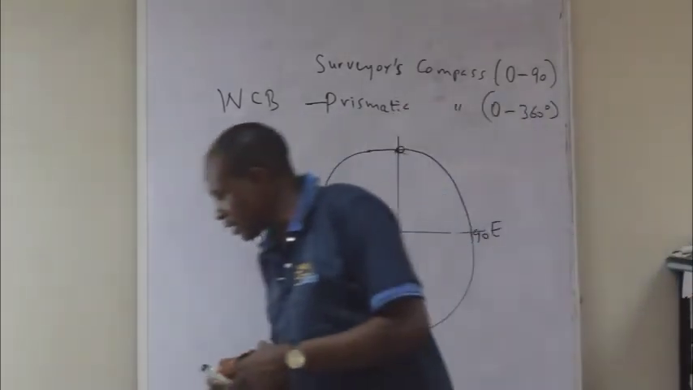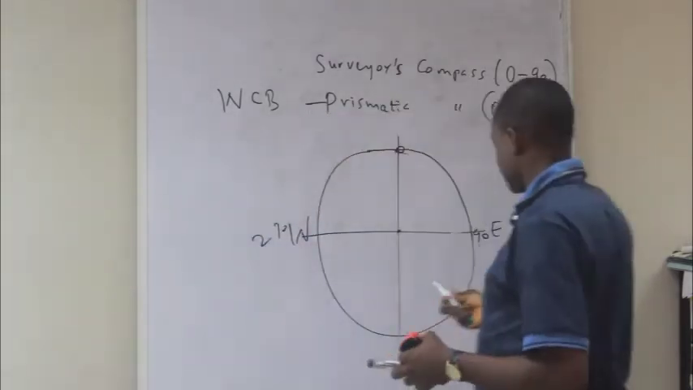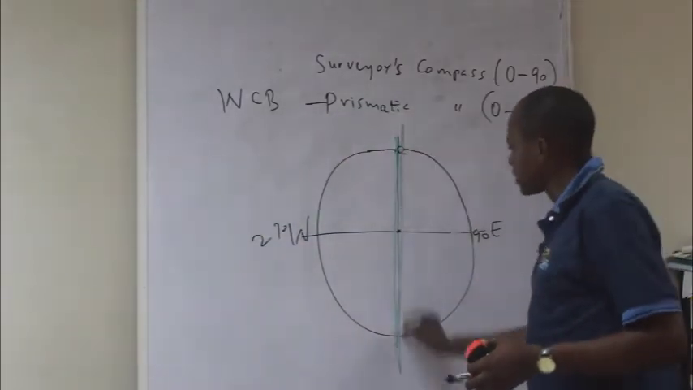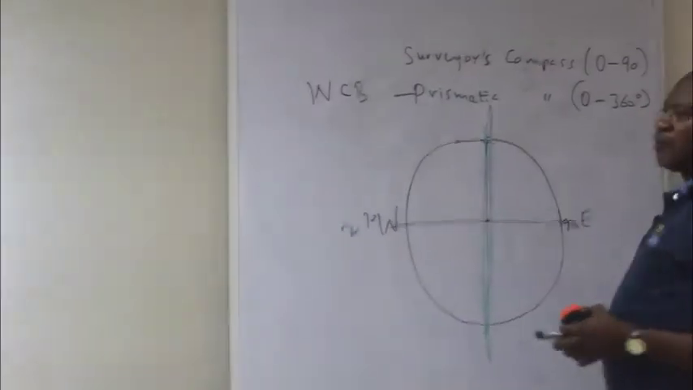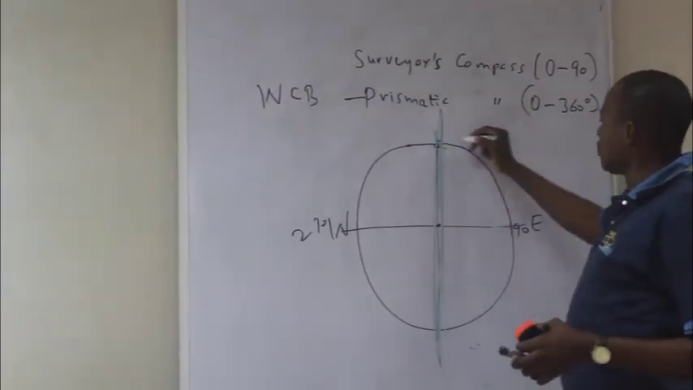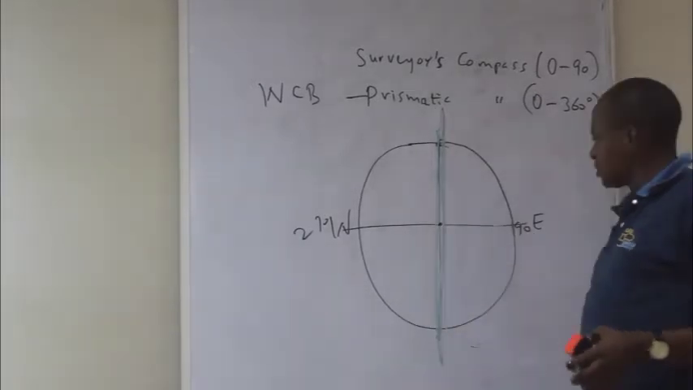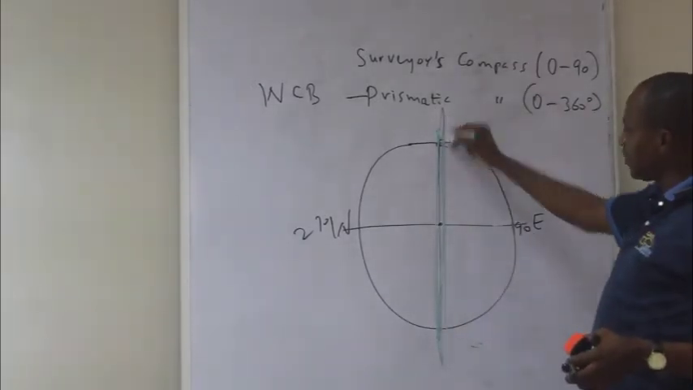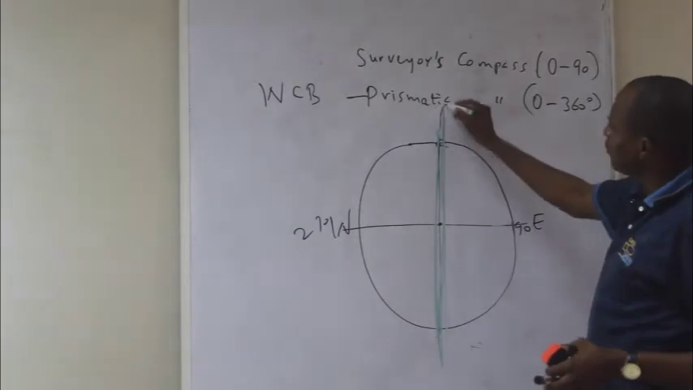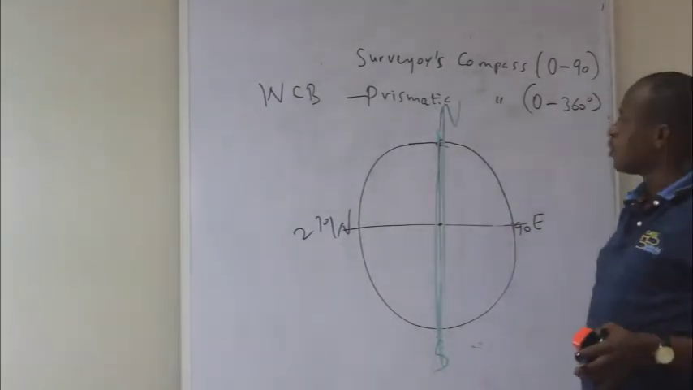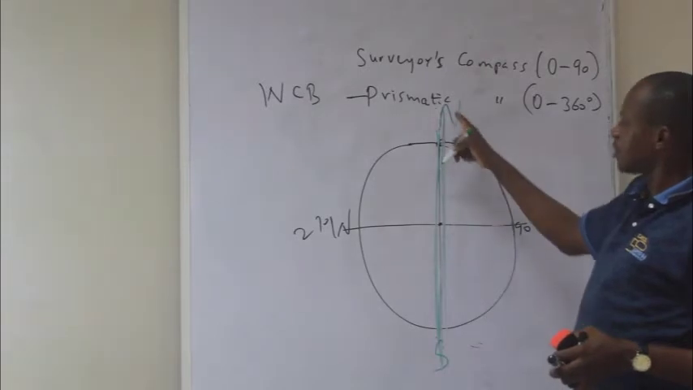It makes use of this line. Let me show it again. Its own reference is from this line. While the prismatic compass takes its own reference from 0 and goes on like that, a Surveyor's compass uses this line. It can be north or south. It takes its own reference from north or south.